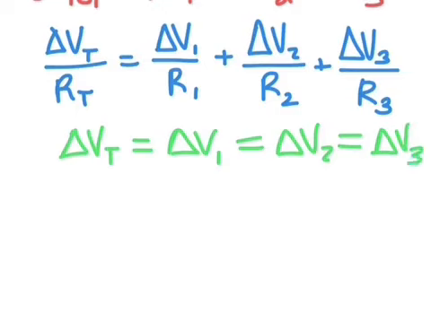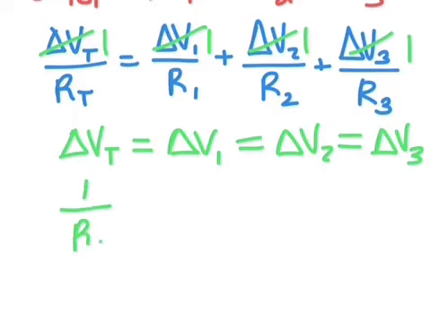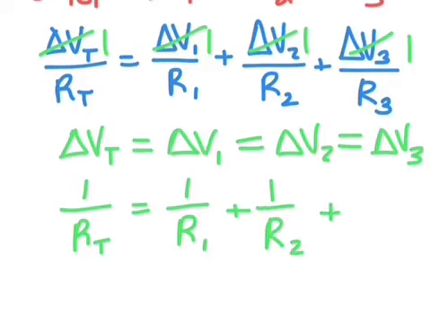So if delta V is the same in every term in the blue equation, then that means I can factor it out, and that makes 1. So I'm left with 1 over R total, which is what we're trying to find, equals 1 over R1 plus 1 over R2 plus 1 over R3 and so forth. Now we want to solve for R total.